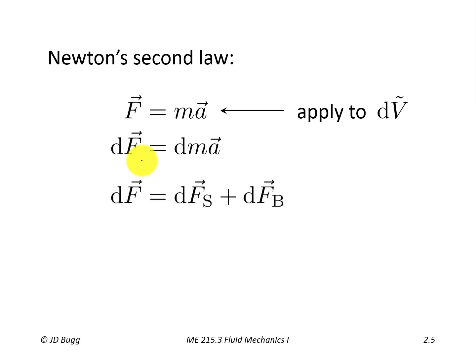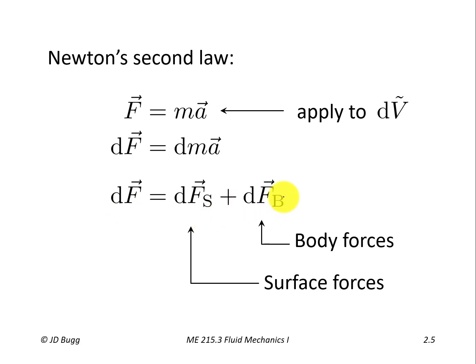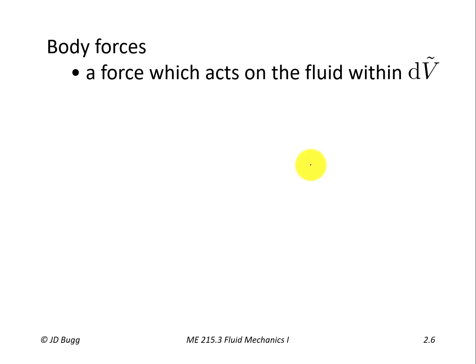Well, the first thing we do is we break those forces down into two types of forces: body forces and surface forces. And that's indicated by this extra subscript B and S there. So we're going to start off by looking at the body forces, and then we'll move on to the surface forces, and we'll come back and add them together, and we'll have the left-hand side here of Newton's second law. So first of all, body forces. Well, a body force is a force that acts on the fluid within our differential volume. So every particle or every atom of fluid inside of the volume can have a body force acting on it.